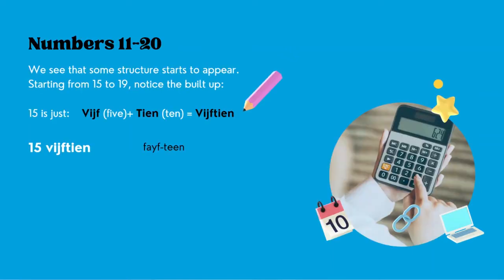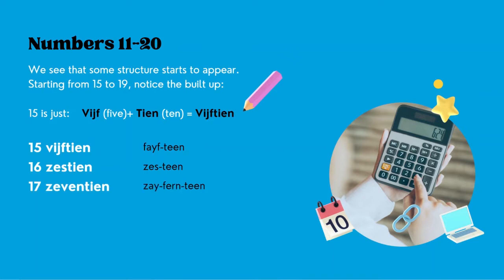So let's take a look at that. So number 15, as I said before, is vijftien. It's made up out of 5 and 10. Then what do you think number 16? That is the same approach. So how do we do that? Yes, we say 6 and then we say 10. Zestien. So 16 is zestien.